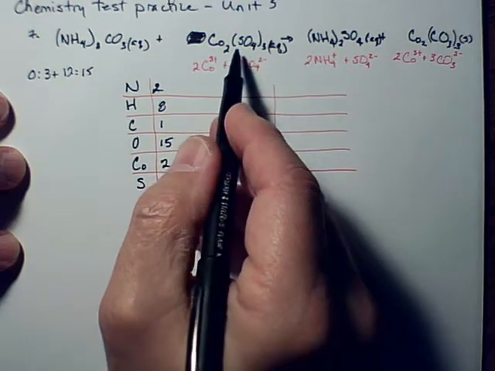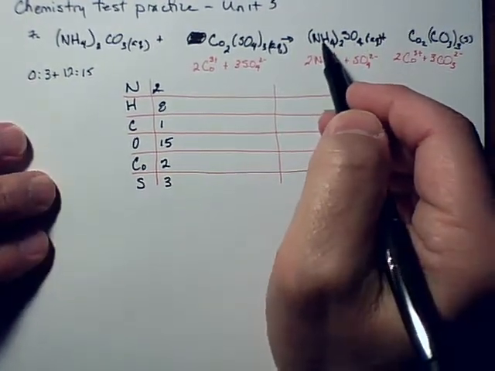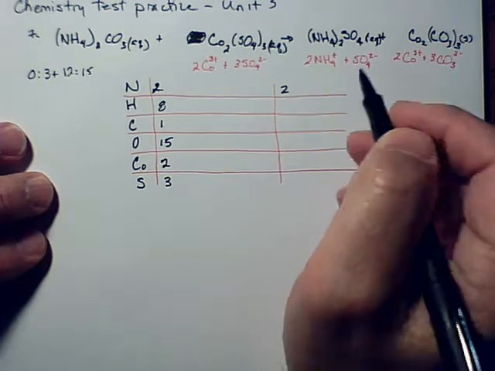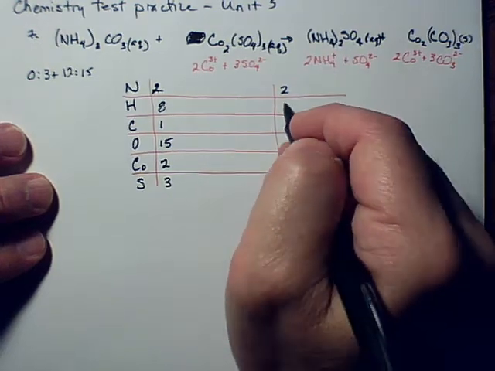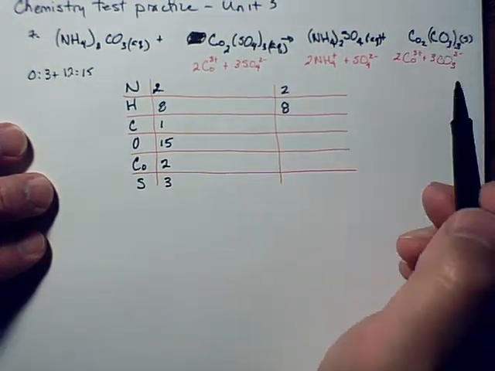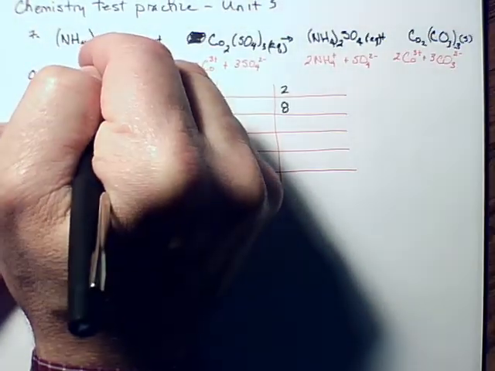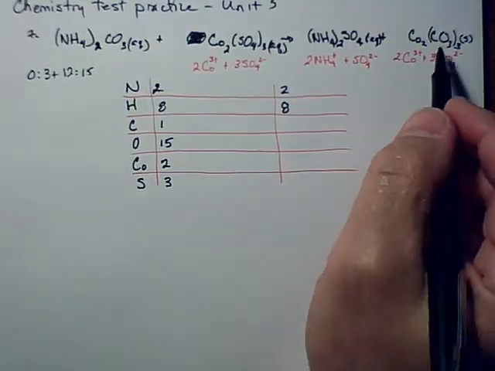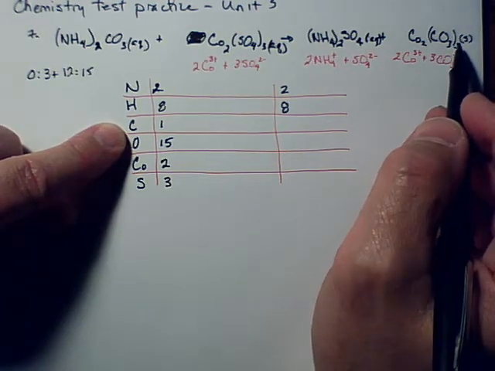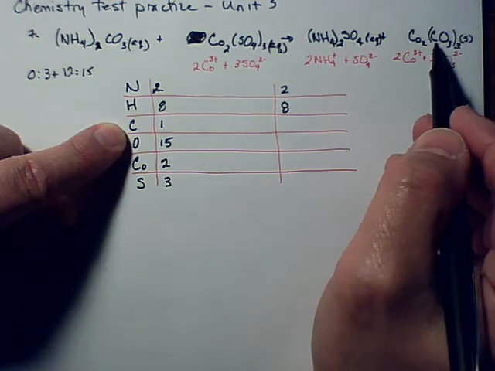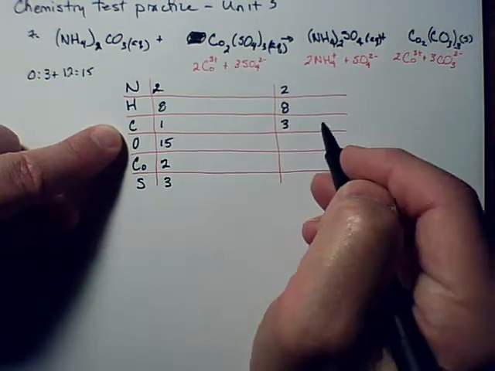2. How many sulfurs? 3. Okay. Over on the other side, I have 2 nitrogens. How many hydrogens do I have? 8 hydrogens. How many carbons? There's 3 of them. There's 3 outside the parentheses, multiplies everything inside, and in a carbonate ion, we only have 1 carbon in the ion. So that's 3 carbons. 3 times 1 is 3.